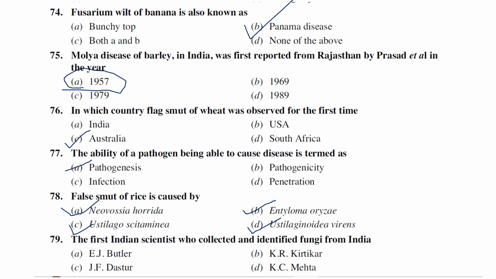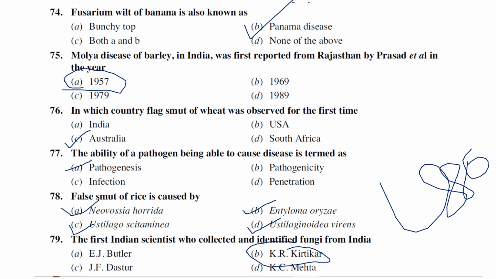The next one is the first Indian scientist who collected and identified fungi from India. So Berkeley, one scientist was there, but he's not an Indian. When it comes to India, the first scientist who collected and identified fungi is K.R. Kirtikar in 1885. This was the most repeatedly asked question. It's a very important one also. The first Indian scientist who started collecting and identifying fungi from India is K.R. Kirtikar in 1885.